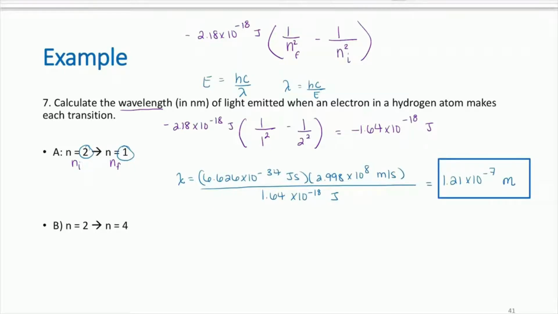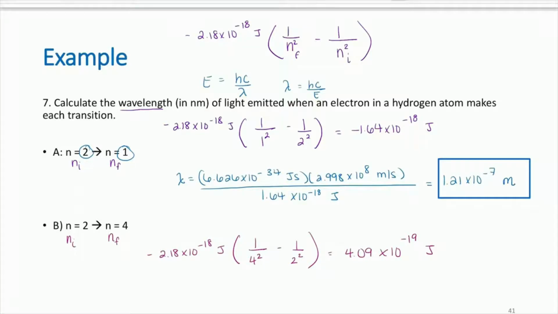And n equals 2 going to n equals 4. This means n equals 2 is n initial, n equals 4 is n final. In this case, the photon is being absorbed, exciting that electron to a higher energy level. Negative 2.18 times 10 to the negative 18th joules times 1 over 4 squared minus 1 over 2 squared gives me 4.09 times 10 to the negative 19th joules. Again, positive in this case because the electron gained that energy to move up to a more excited energy state.